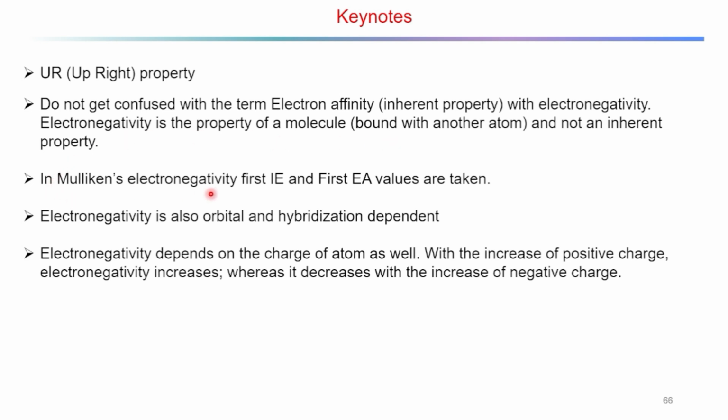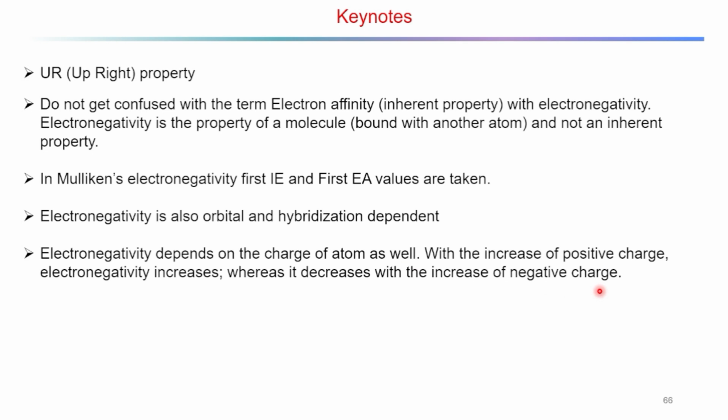In Mulliken's electronegativity, we take the first ionization energy and first electron affinity values. The electronegativity is also orbital and hybridization dependent, which we have just seen in the earlier slide. And electronegativity depends on the charge of the atom as well. With an increase of positive charge, the electronegativity increases, whereas it decreases with an increase of negative charge.